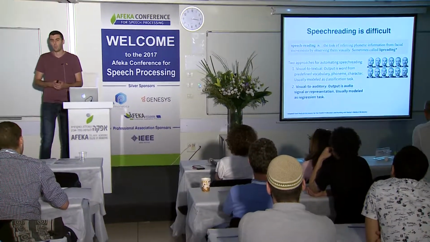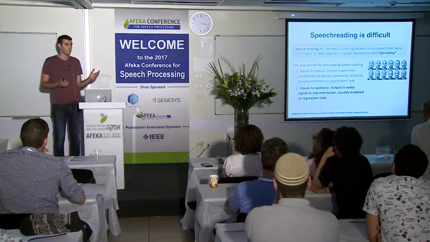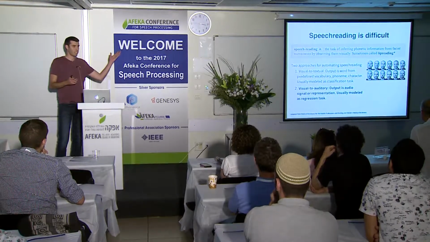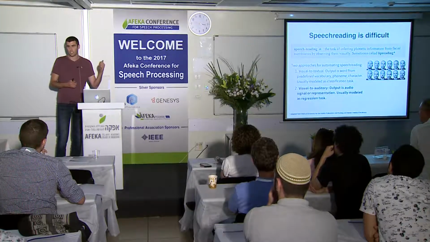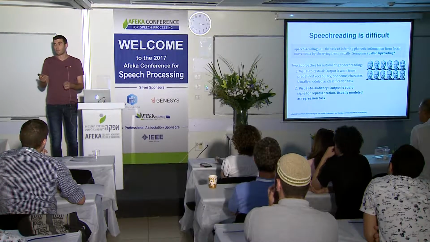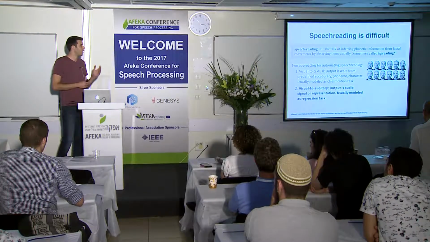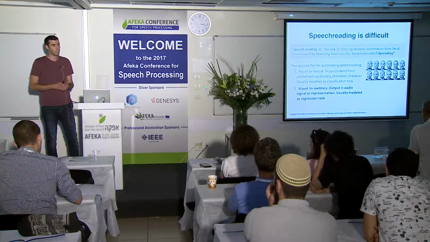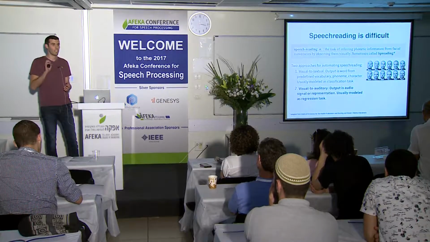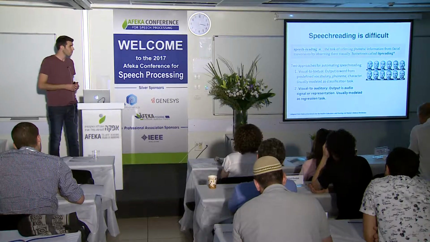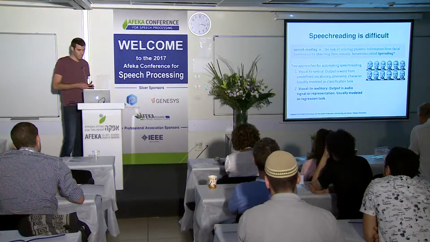Basically, there are two approaches for speech reading or lip reading. One approach is the visual to textual mapping, in which we take silent video frames of a person speaking, like you just saw, and we try to map those to text. And the other one is visual to auditory, where we actually try to output an acoustic signal of what the person is saying. So that's the approach that we took.